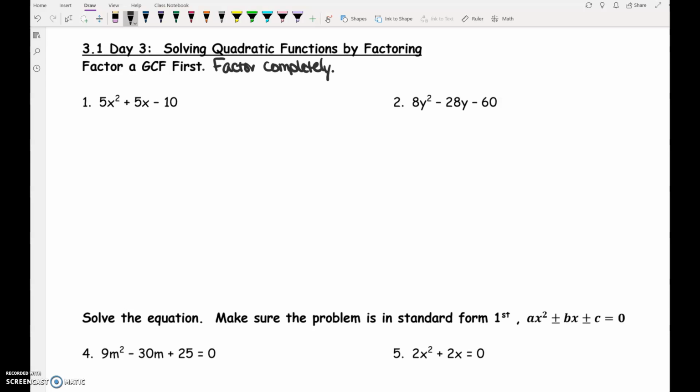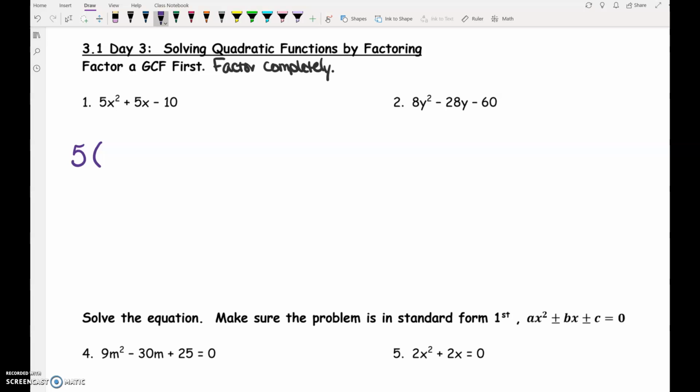Often when we're factoring, the first thing that you should always check is greatest common factor. Do the terms have anything in common? Pull that out first, because that's going to make it easier to factor what's left. So number 1, 5x squared plus 5x minus 10. Do those 3 terms have anything in common? 5. Yes. 5. So we could factor 5 out of them.